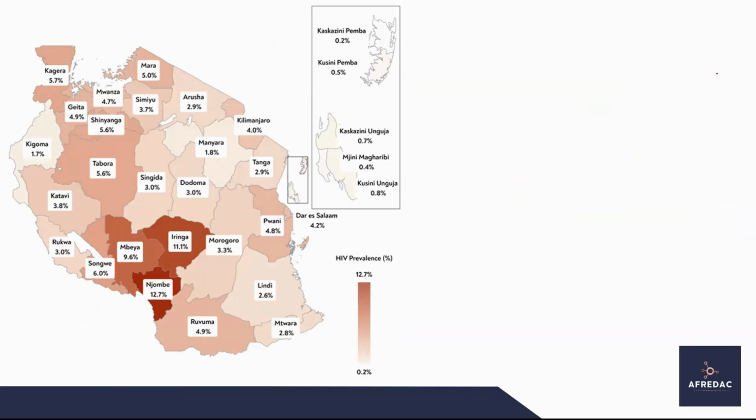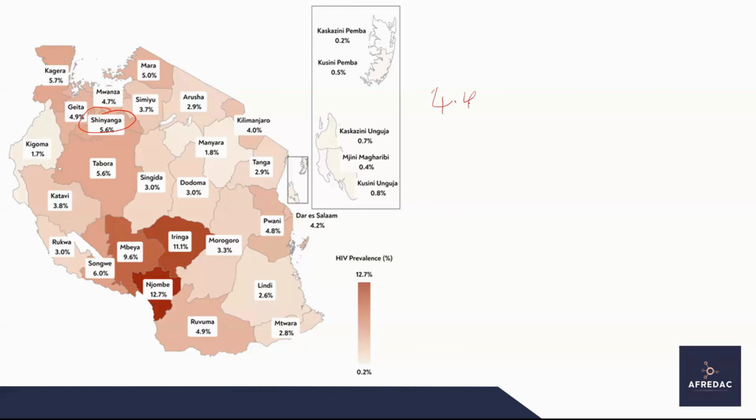This is a map of Tanzania that was taken from a 4-page report that highlights the state of HIV prevalence in different regions in Tanzania. So I used to work in this region called Shinyanga. And as you can see there, the prevalence is around 5.6, which is a little bit higher compared to the national prevalence, which is 4.4. But actually, that's not the whole story.